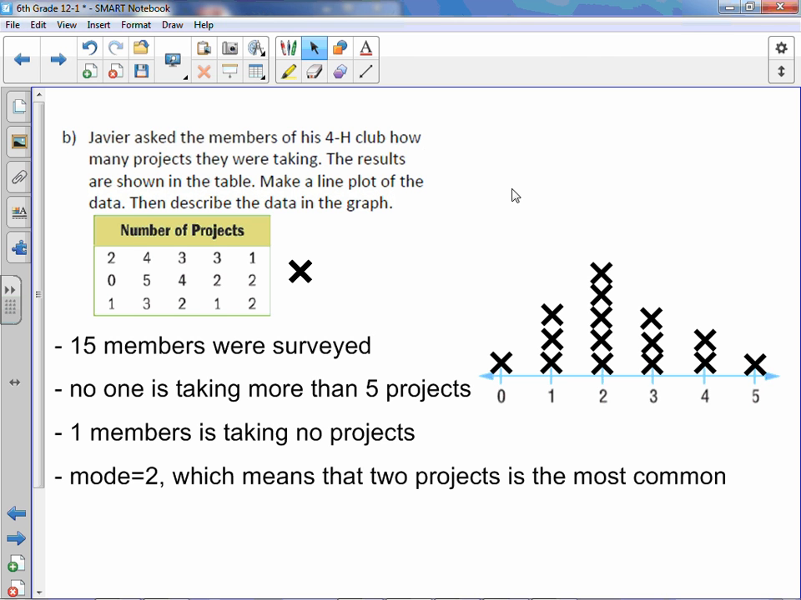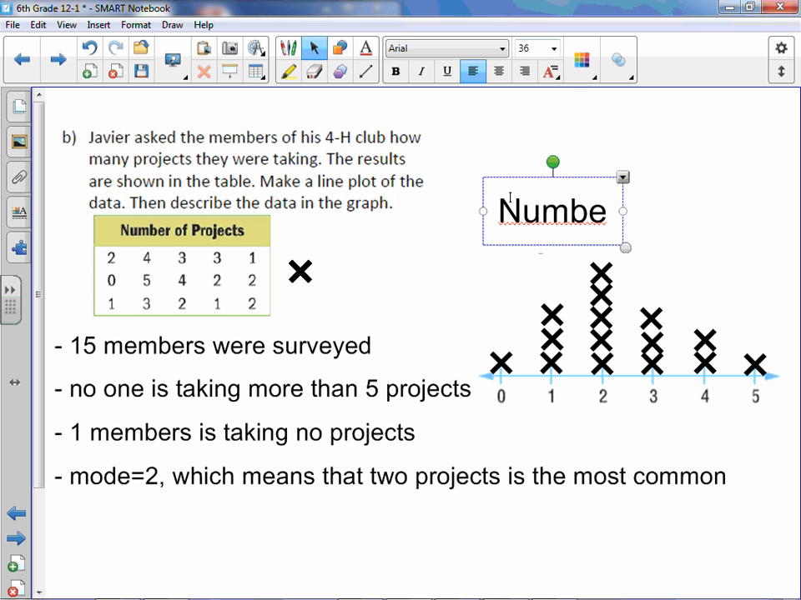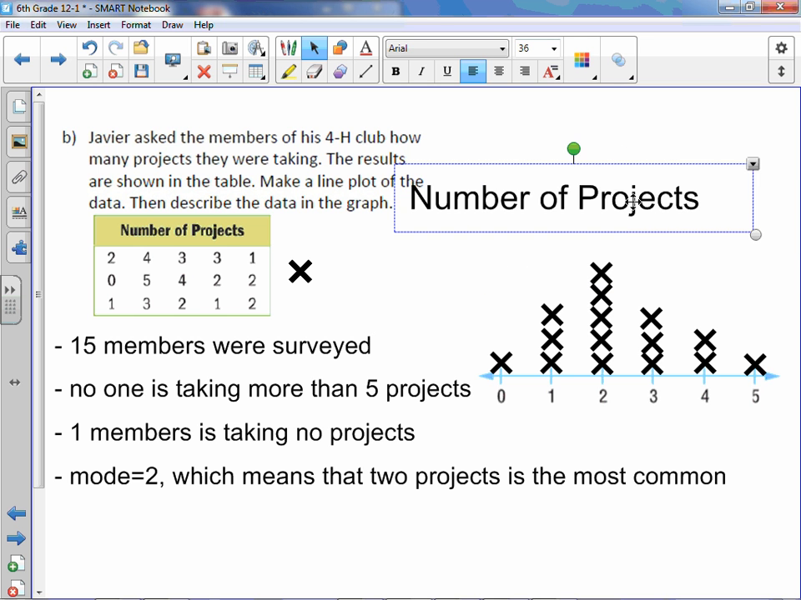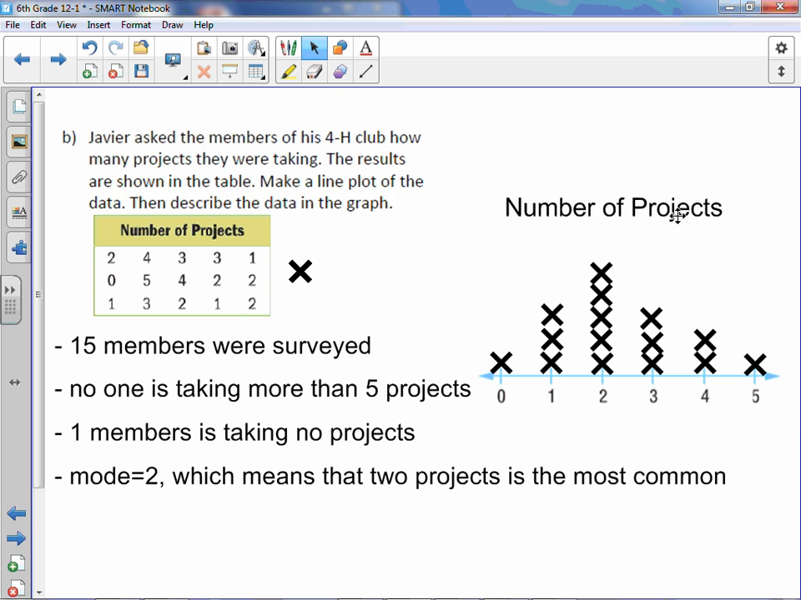One thing I did forget is a title, so let's go ahead and throw that title up here. Number of projects. Again, just keeping it the same as the table. There we go.